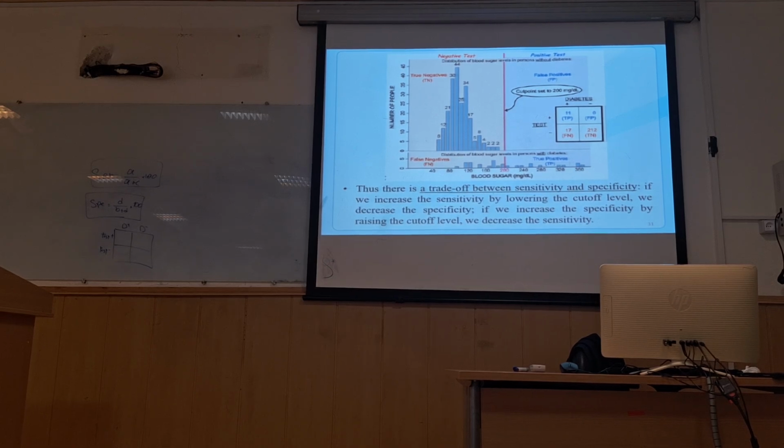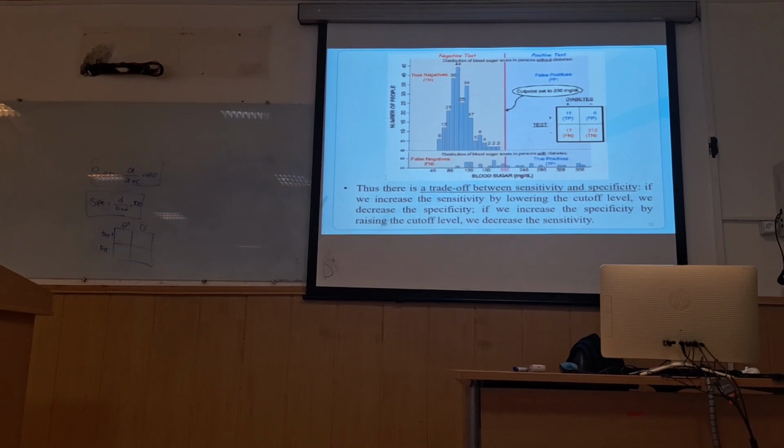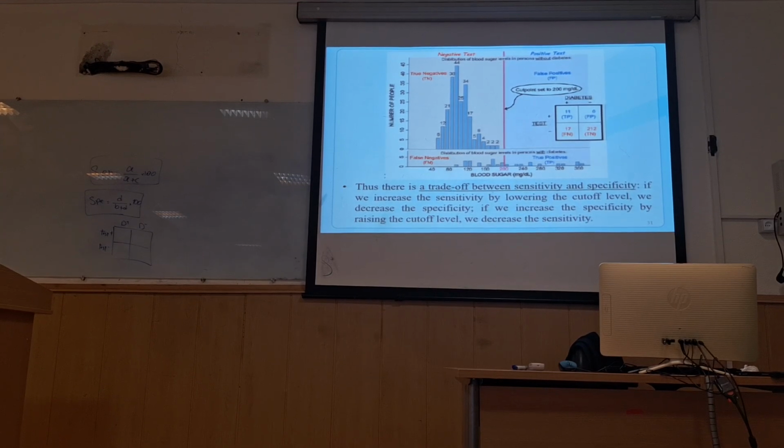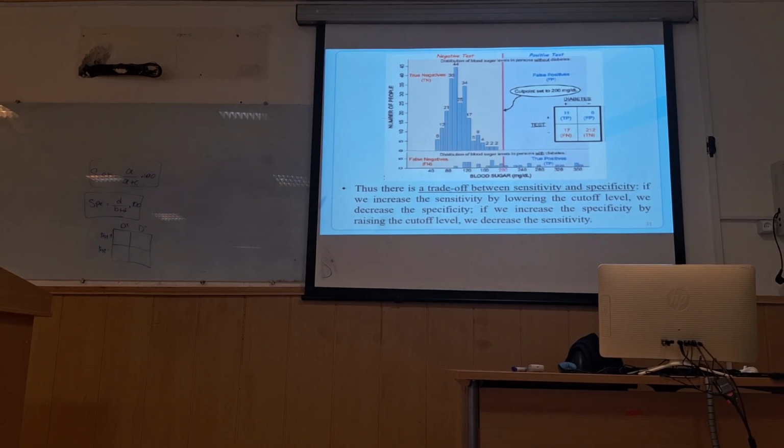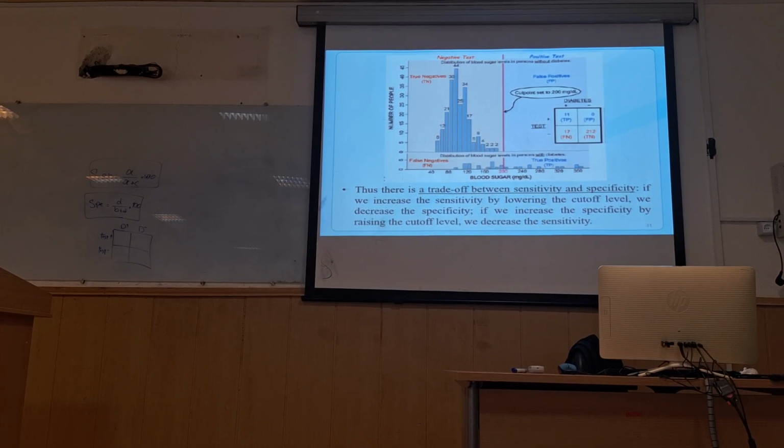But the best approach is to have a test with high sensitivity and high specificity. But it's not practical. It's not feasible to have this kind of test. And sometimes we have to choose one of them, sensitivity or specificity, because a remarkable part of tests have either high sensitivity or high specificity, not both of them at the same time.